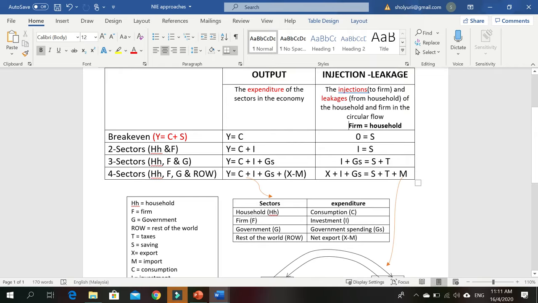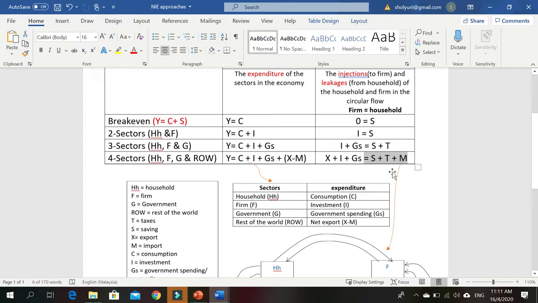Saving, tax dan juga import. Okay, untuk bahagian firm ni, export, investment dan juga government spending. So ini adalah semua duit masuk untuk firm, ini adalah semua duit keluar untuk household bila ada 4 sectors.